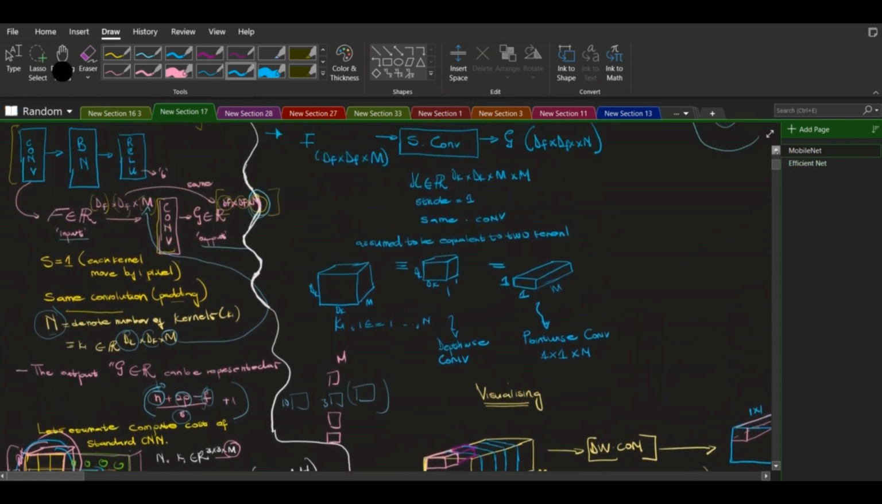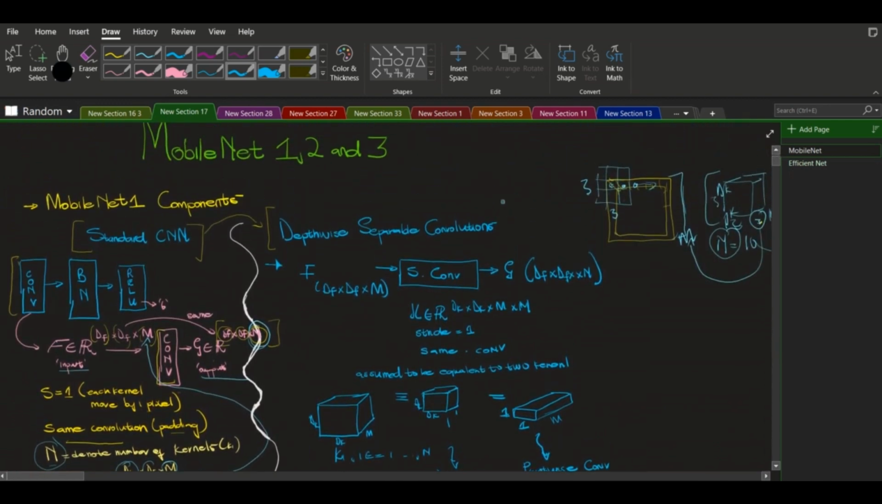And this is where they came up with depthwise separable convolution. We're trying to beat that computation, but we still want to get the same accuracy. We don't want to lose that. Okay, so now I'll keep on repeating these concepts so that you get to understand them as we go on.